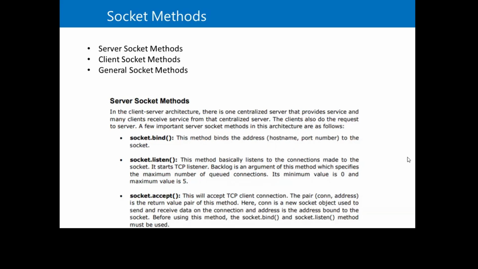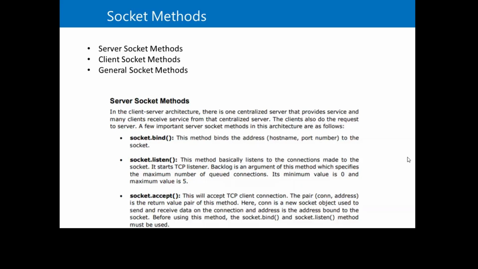A few important server socket methods in this architecture are as follows. First and foremost we start with the socket.bind method. This bind method assigns the host name and port number to the socket. The socket.listen method basically listens for connections made to the socket. It starts the TCP listener. Backlog is an argument of this method, which specifies the maximum number of queued connections. Its minimum value is 0 and maximum value is 5.